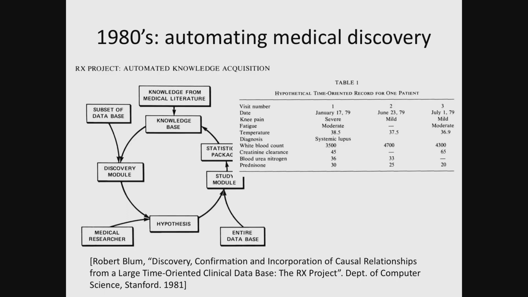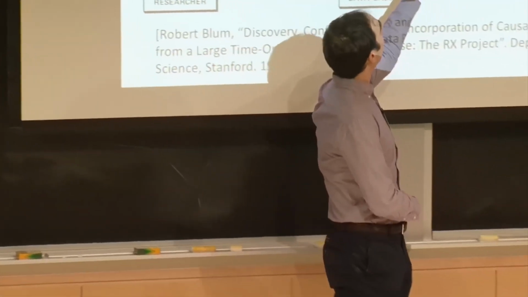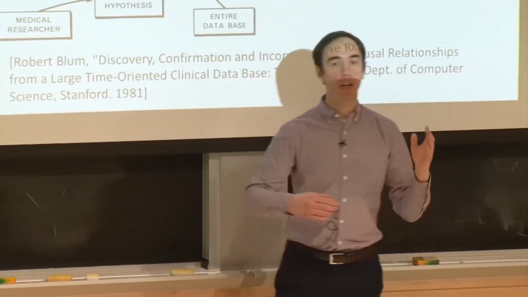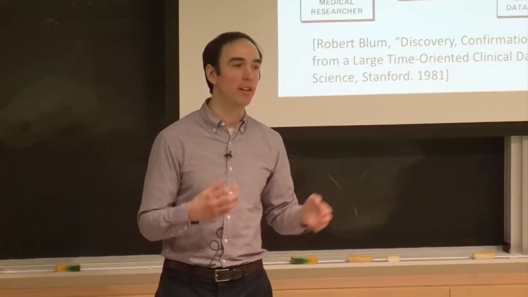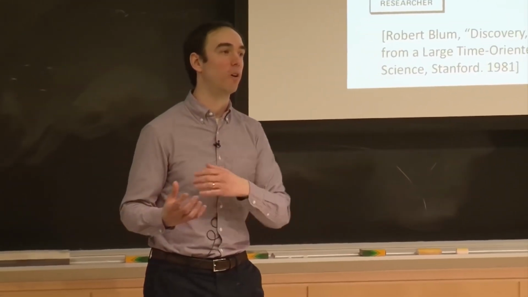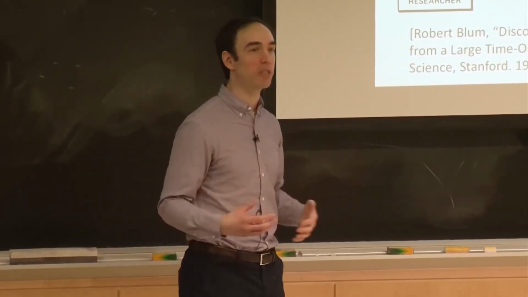We have some laboratory test values for their creatinine and blood urea nitrogen. And we know something about their medication. In this case, they were on prednisone, a steroid. And one has this data at every point in time. This was almost certainly recorded on paper, and then later these were collected into a computer format. But then it provides the possibility to ask questions and make new discoveries.